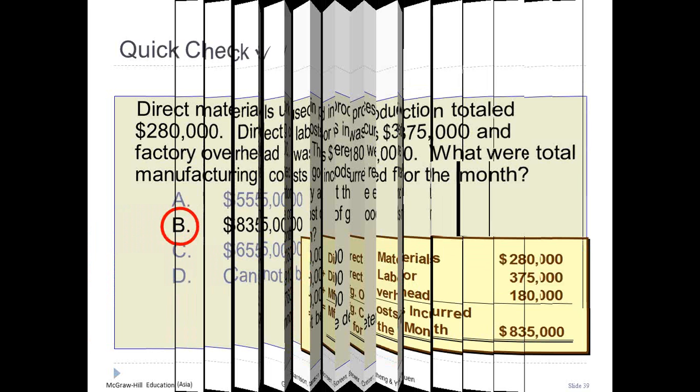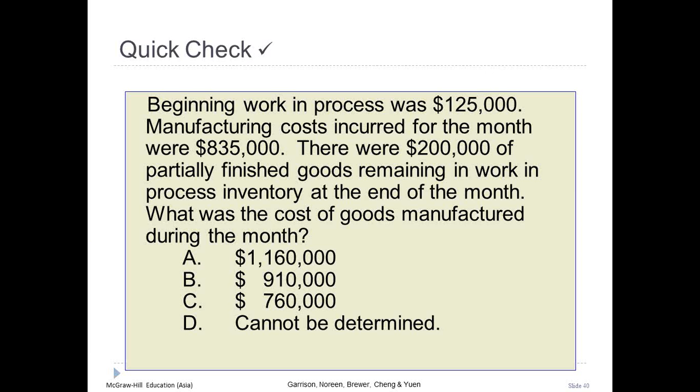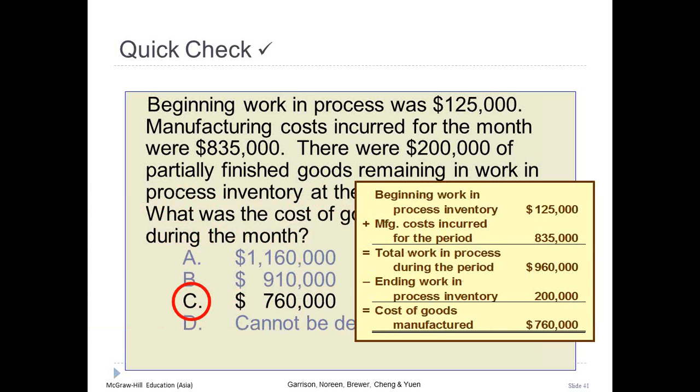Beginning work in process was $125,000. Manufacturing costs incurred for the month were $835,000. There were $200,000 of partially finished goods remaining in work in process inventory at the end of the month. What was the cost of goods manufactured during the month? $760,000.